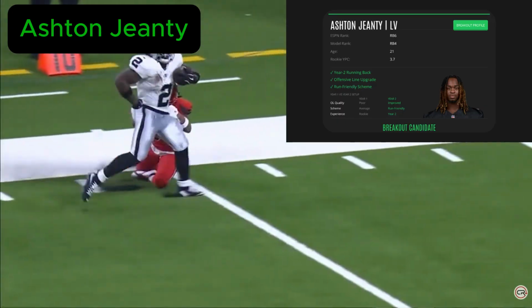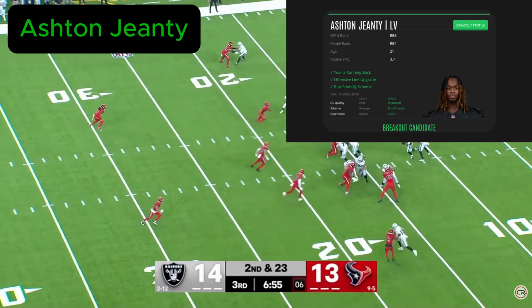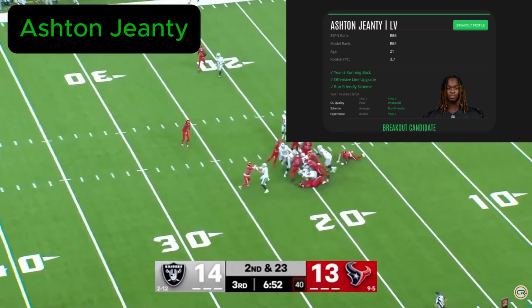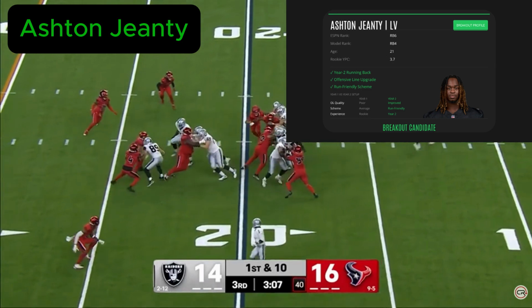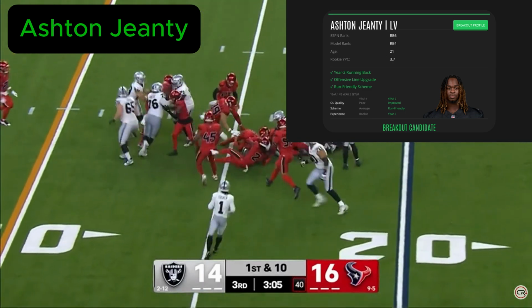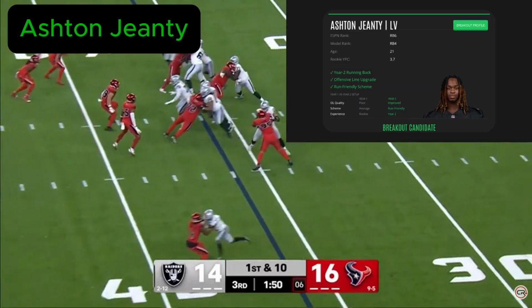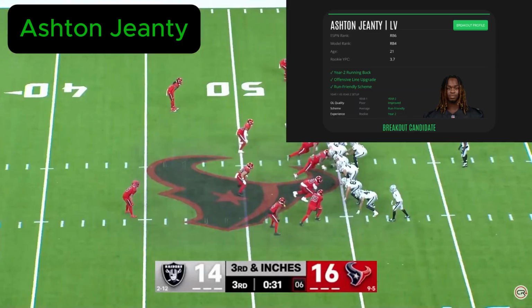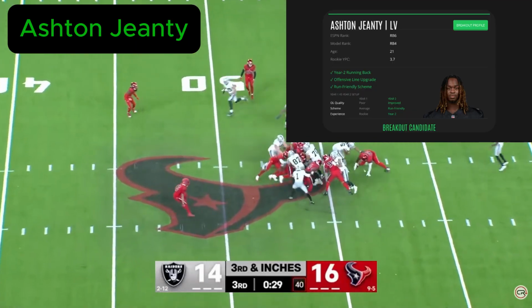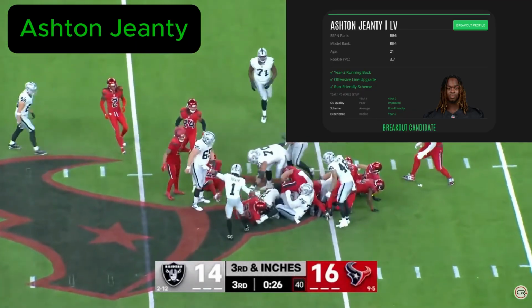ESPN has him as the RB6 right now, and our model has him at around a similar range. Personally, though, Ashton Jeanty is one of the clear breakout candidates for next year, and I think he has a very clear case to being an RB1 for this upcoming season. Now, I do want to go over one thing. Ashton Jeanty is predicted to be in a committee or 50-50 split because of what happened in Seattle last year with Kenneth Walker. But I want to kind of debunk those claims real quick.